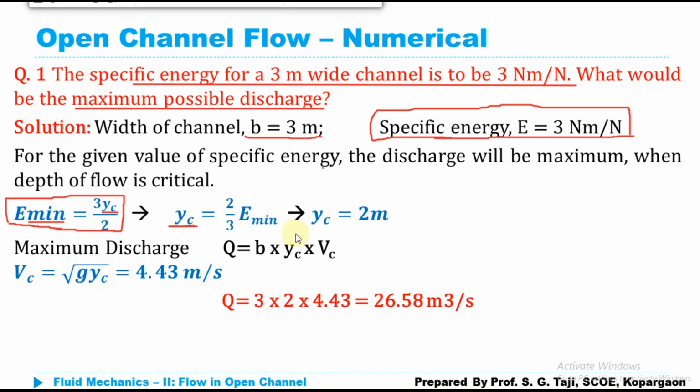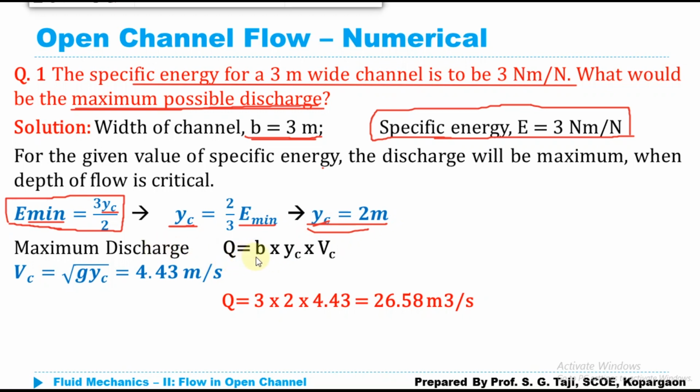So I can simply compute here critical depth because I already have the width of the channel B. If I compute this YC and velocity at critical depth, I can simply compute my critical discharge, that is the maximum possible discharge. So this YC can be computed by using the equation of E minimum, which is given by 3 by 2 multiplied by YC. So YC will be equal to 2 by 3 multiplied by E minimum. So I can simply compute here YC is equal to 2 meter.